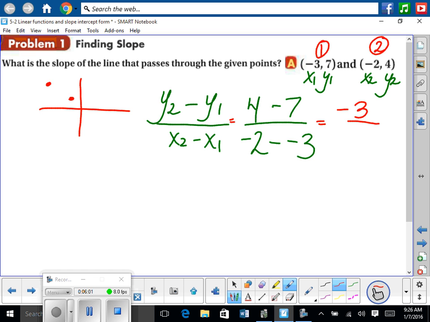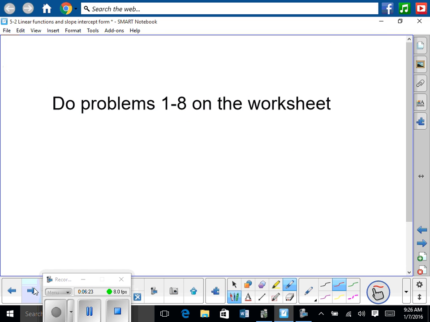And then we have negative 2 minus negative 3. So isn't that minus a negative? It becomes negative 2 plus 3, which is 1. So what's my slope? Negative 3 over 1, which is just negative 3. Questions on how to do that? Okay. We do 1 through 8.